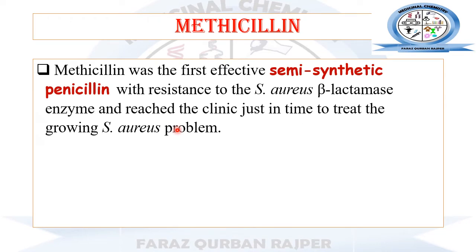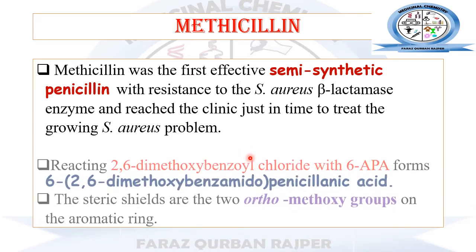Methicillin is an example of a penicillin that has beta-lactamase resistance power. Methicillin was the first effective semi-synthetic penicillin that was introduced, and it has an effect against Staph aureus species, and it has beta-lactamase resistance power. Now let's check out its structural features.